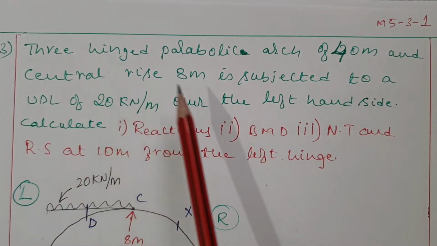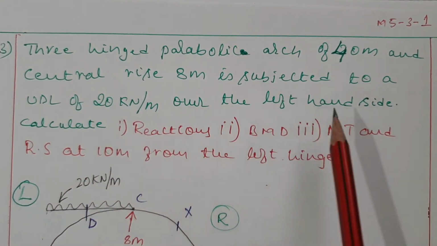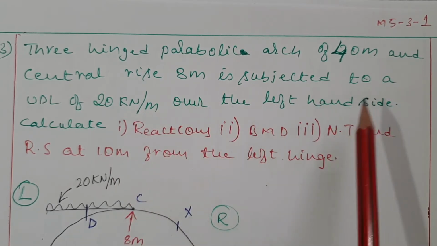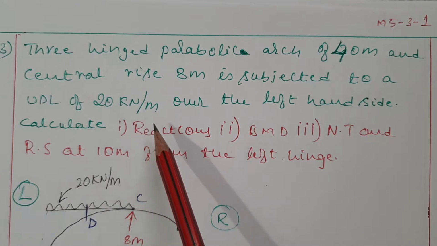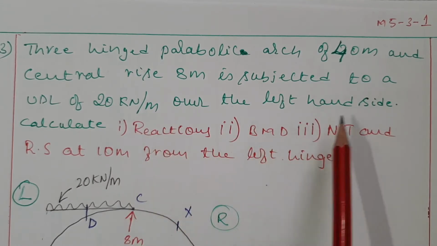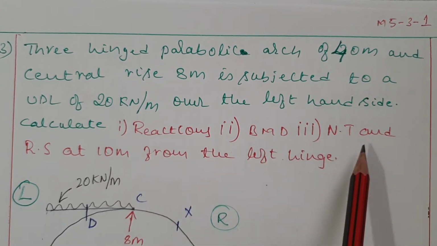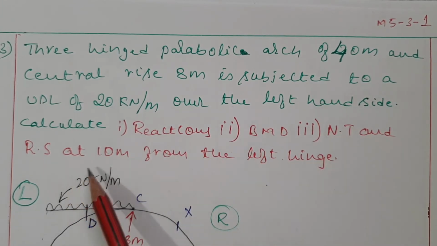A three-hinged parabolic arch of 40 meter span and central rise of 8 meter is subjected to a UDL of 20 kilonewton per meter over the left hand side. Calculate reactions, bending moment diagram, normal thrust and radial shear at 10 meter from the left hinge. Okay, here what they have given in the question is a UDL throughout the left hand side of the arch.